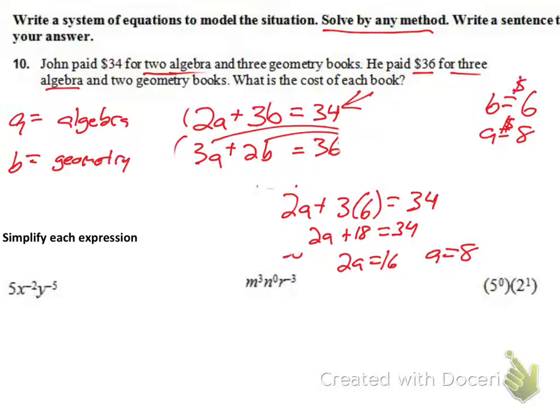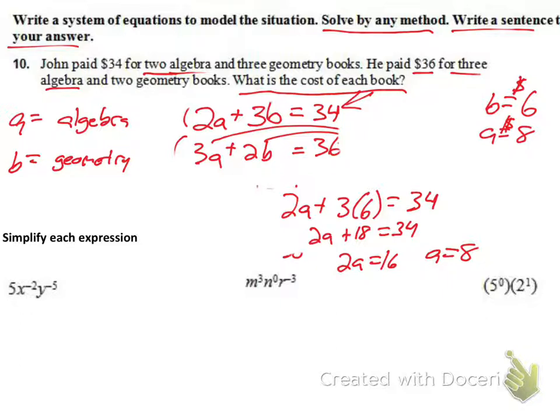And then remember, it says write a sentence. So in this sentence, you would say the cost of an algebra book is $8, and the cost of a geometry book is $6, and that's all you'd have to write.